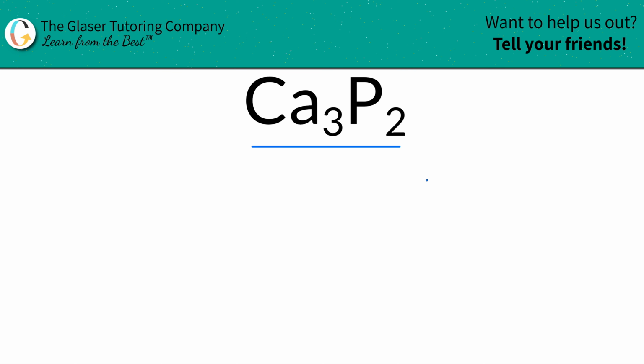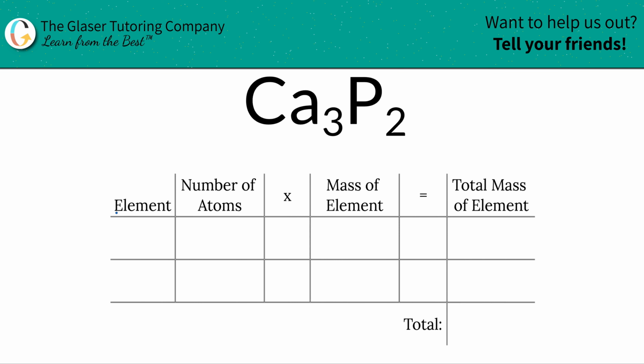I'm going to create this little table to help us organize our thoughts. Bam! So the first thing is I'm going to write down the particular element, or the elements that I see. So I have calcium in calcium phosphide and phosphorus. Next is then to identify the number of atoms. This is where the subscripts come into play. So the subscript of calcium here is a 3. That means we have 3 calcium atoms, and then we have 2 phosphorus.